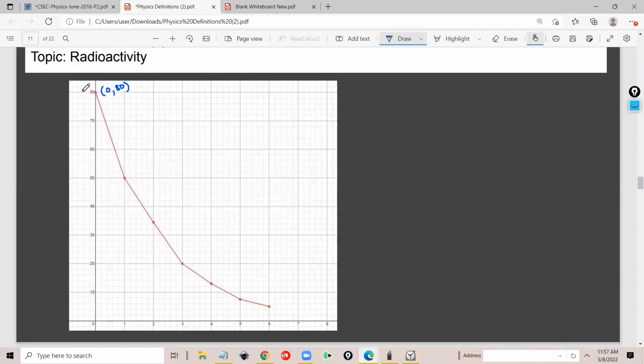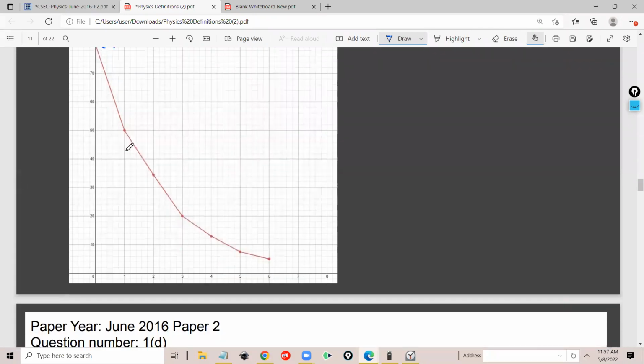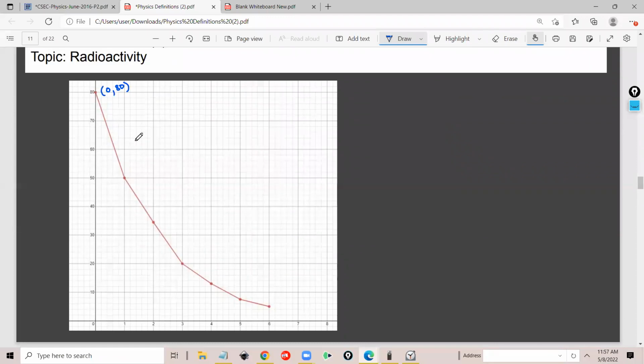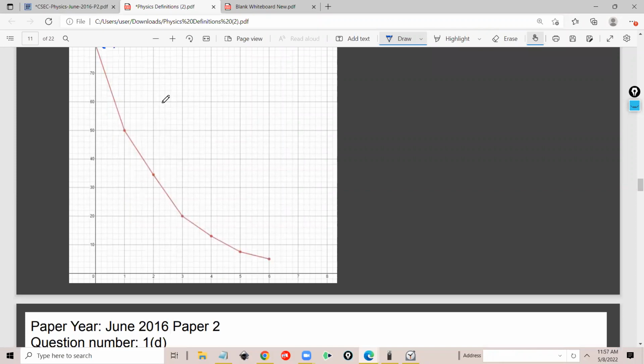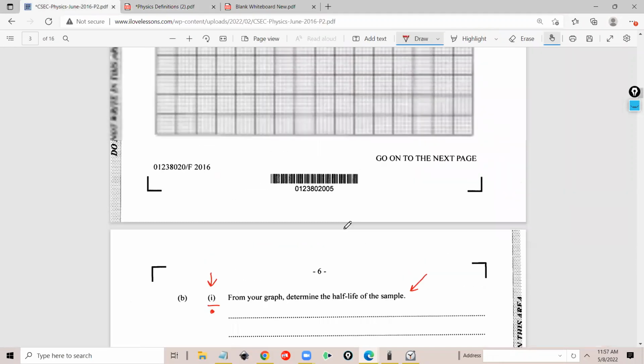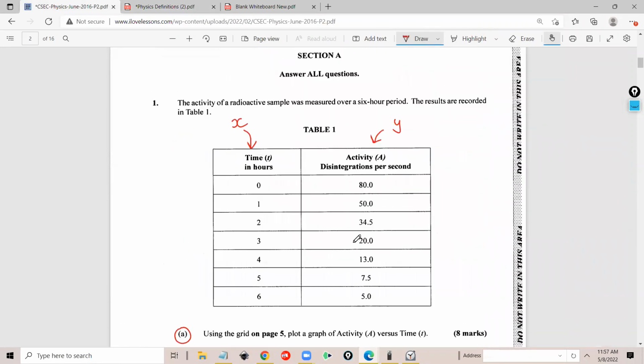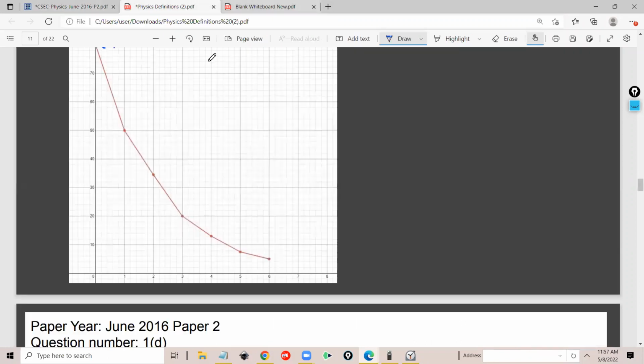So let's see what we will get for the half-life. It started at 80. So how long did it take to drop to half its value? Send your answers before I work it out. How long did it take to fall to half its value? Let me see what the x-axis is measured in. Sorry, the y-axis, it's in seconds. So you have to make sure you put your units as well.